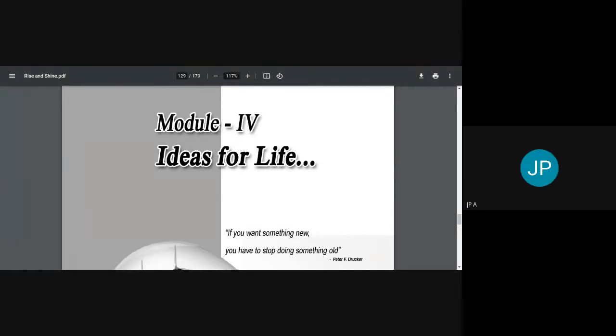We today will move on to the fourth module and discuss the core text in that module. So the fourth module is titled "Ideas for Life." That is, it is about innovations and or inventions or discoveries, etc. So you might be familiar with these things, inventions and discoveries.